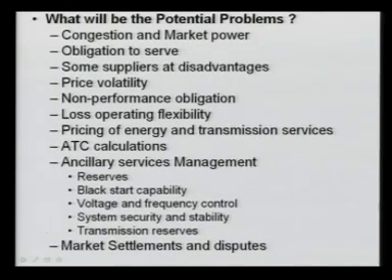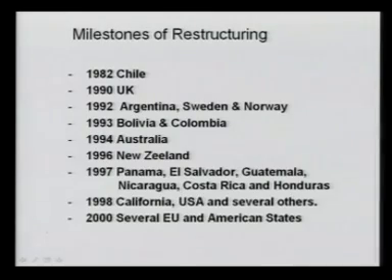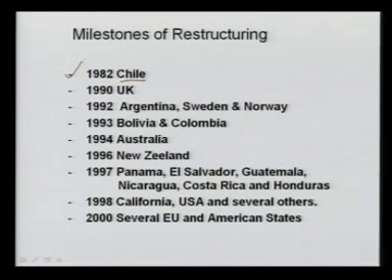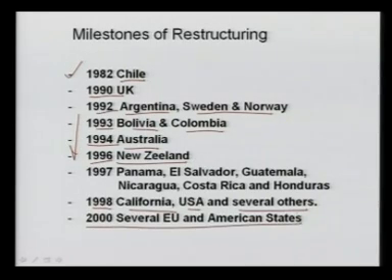Now, before going to the potential problems, let us see some milestones of restructuring. The first country to go for restructuring was Chile, in 1982, almost 24 years back. After that, the UK went for the competitive power mode of operation in the 90s. After that, there were several developments; I have not listed all. Argentina, Sweden and Norway went in 1992, Bolivia and Colombia in 1993, and Australia in 1994, again only a limited part. New Zealand went for deregulation in 1996, and in 1998 California in the US and several other states also went for it. In 2000, several states of America as well as the European Union countries went for the competitive mode.